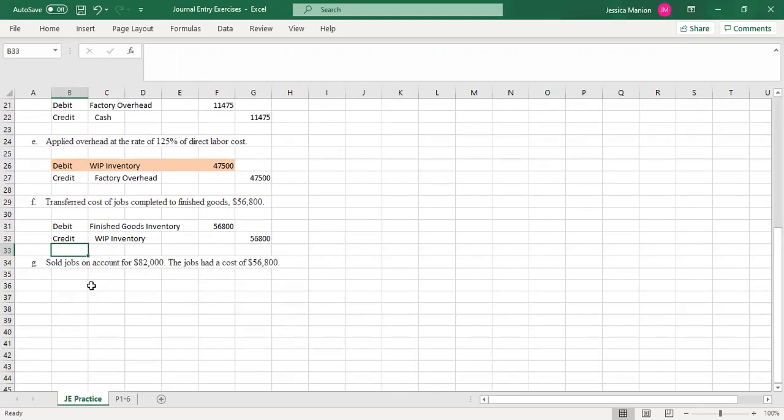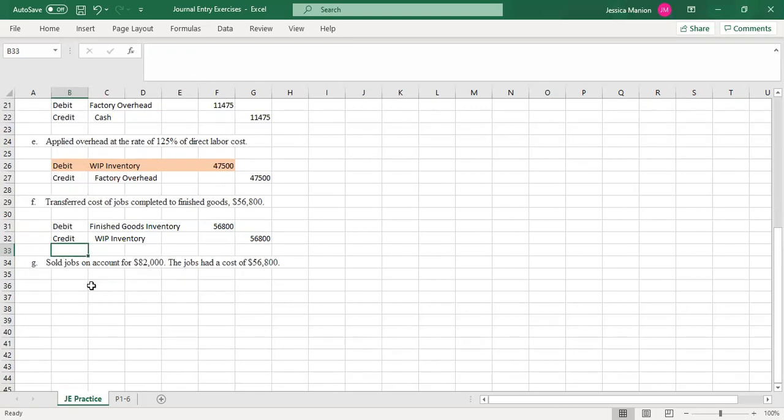So for those of you that took Principles of Accounting last semester, you should remember pretty well that in letter G here, we're going to have two entries, right? We're going to have a journal entry to actually record the sale, the sold job on account 82,000. We got one journal entry for that, right? And then we've got a second journal entry to record the cost of the job, 56,800.